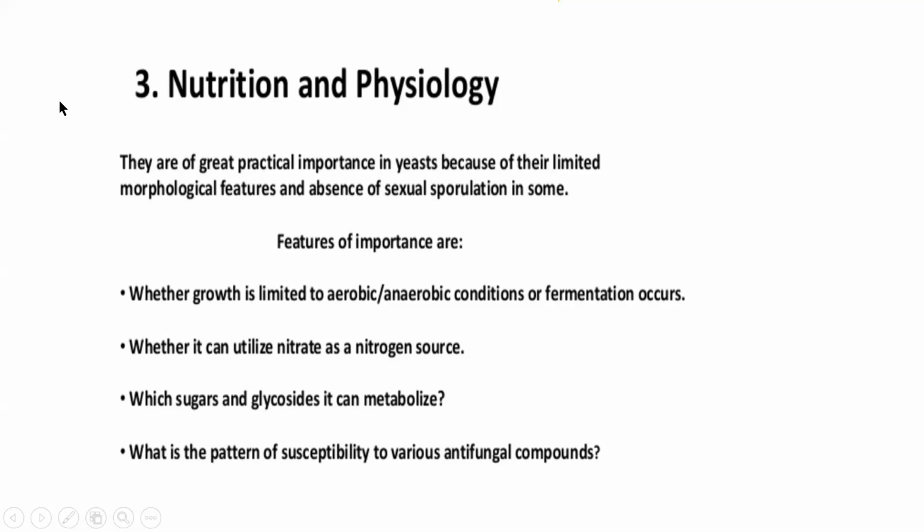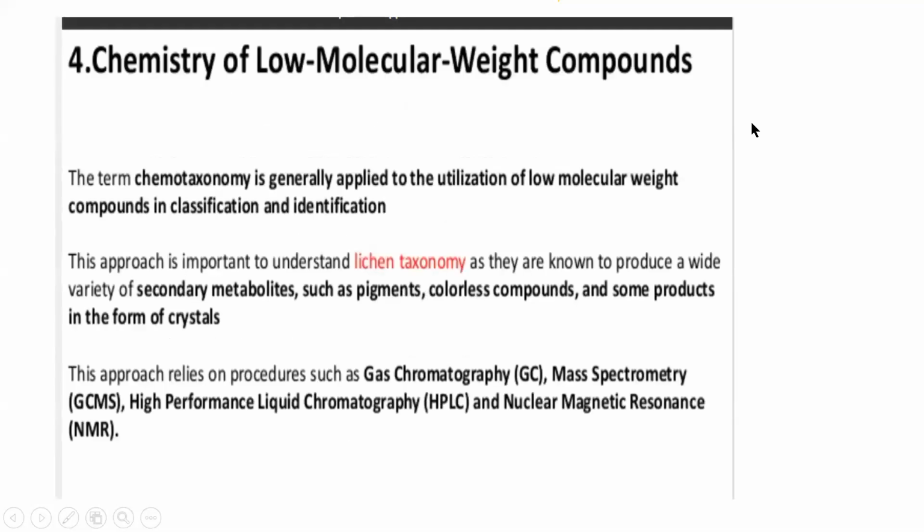for classification. Then I have already told you about the chemistry of low molecular weight compounds. The term chemotaxonomy is applied to the utilization of low molecular weight compounds in classification. This is important when we are talking about lichen taxonomy, because lichen is a symbiotic organism. It is an organism in which fungus is a partner. Okay, along with algae, you find a fungus also. So if you want to identify what fungus it is, you may have to see the type of chemical compounds produced by that particular lichen.